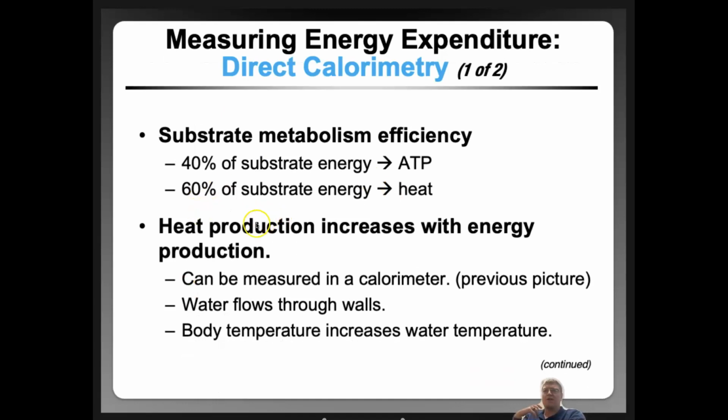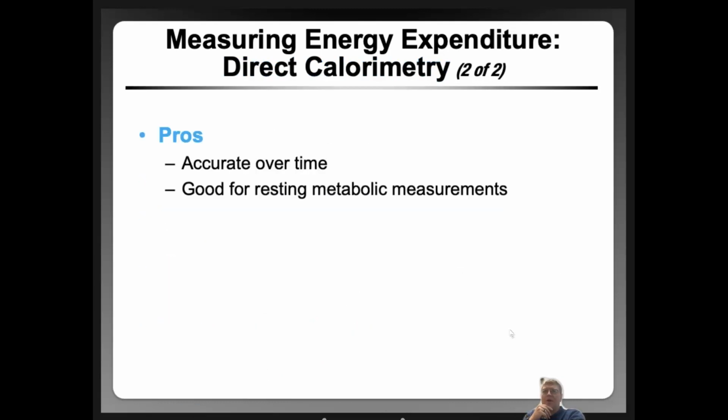So heat production increases with energy production. So this can be measured with that lovely calorimeter. So the water through the walls, the body temperature increases the water temperature. So there are some good things about it. It is very accurate. It usually takes a while. This is not a short test.